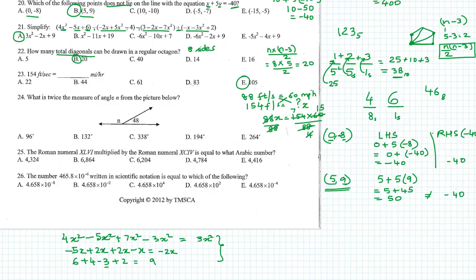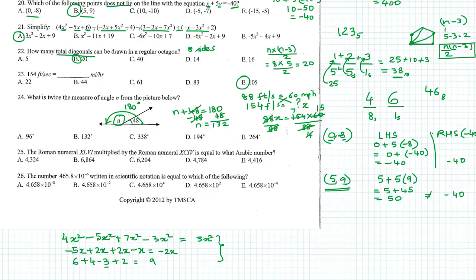Question 24. What is twice the measure of angle N, which is right here in this picture? So if this angle is 48, what is angle N? We know that this total angle from this point to this point is 180 degrees. So N plus 48 is equal to 180. So if we subtract 48 from both sides, we get N is equal to 180 minus 48, which is 132.